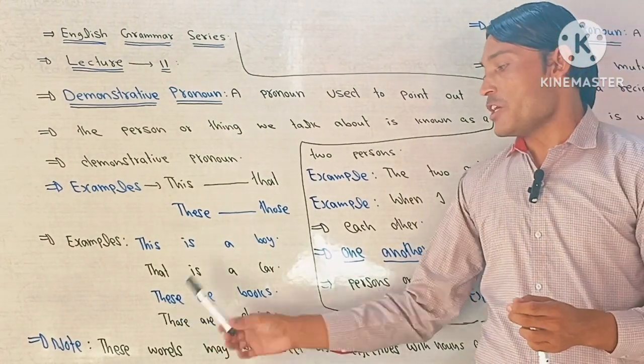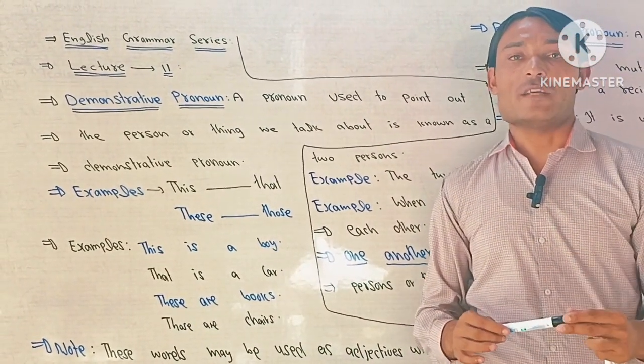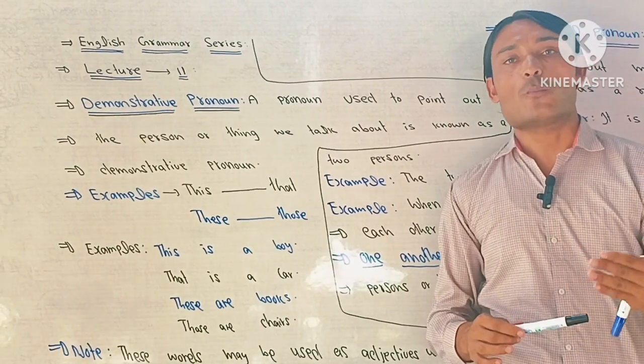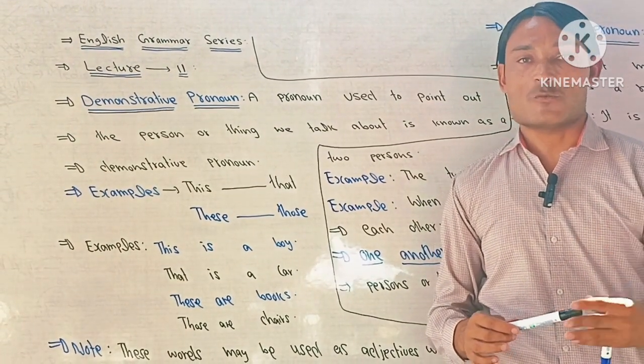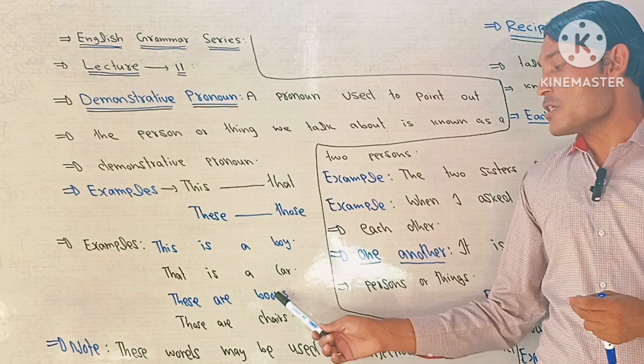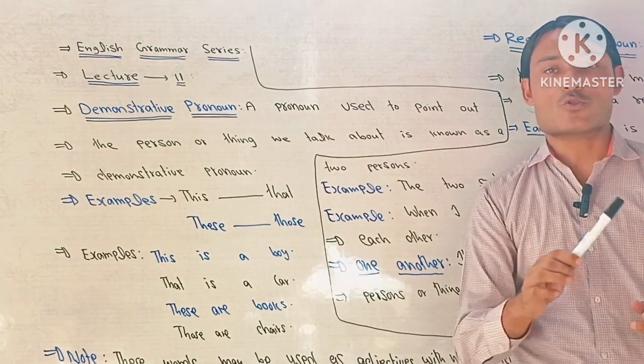Next we have these. It is the plural of this. It is used to point out more than one person or thing that is near the speaker. For example, I say these are books. I may also say these are students.